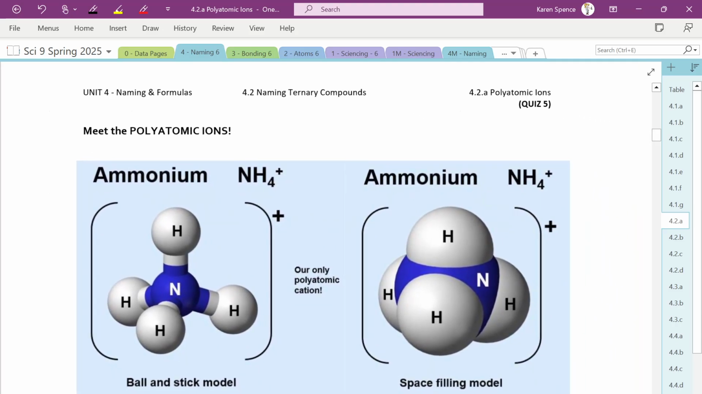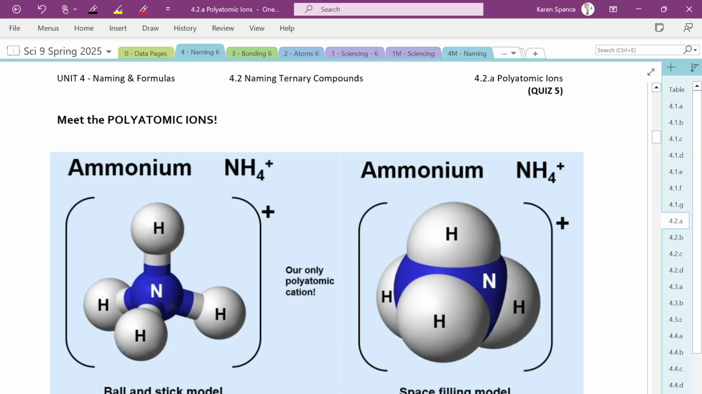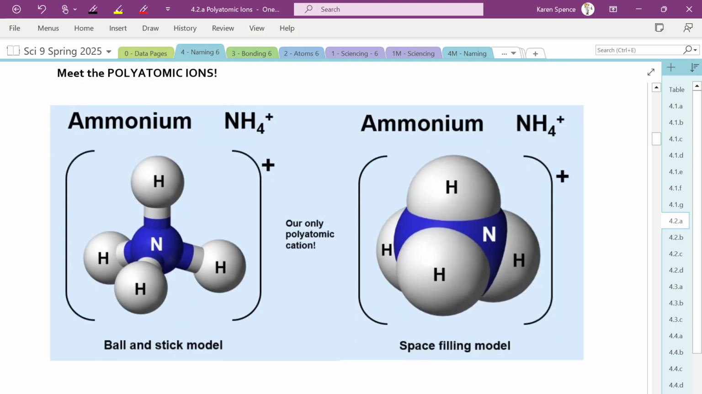Let's meet a few polyatomic ions. We're not going to look at all of them, but here are a few. Ammonium is NH4+, and it is one of only 2 positive polyatomic ions that is commonly used.